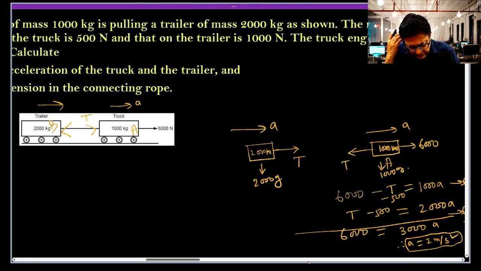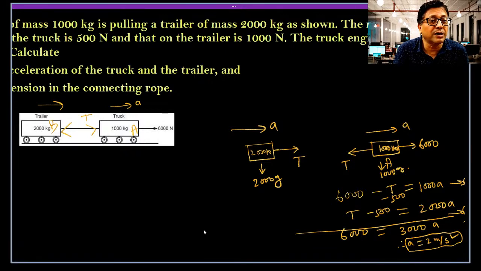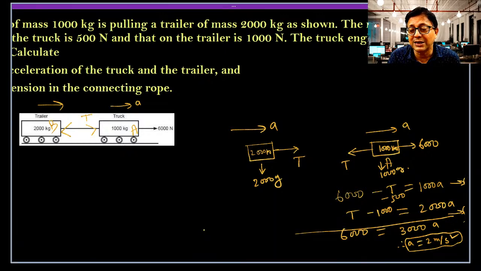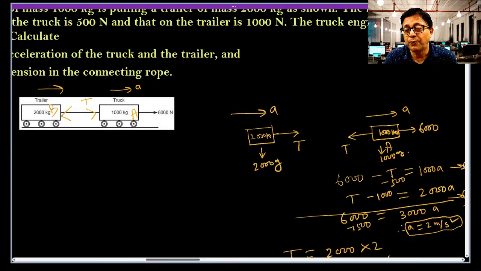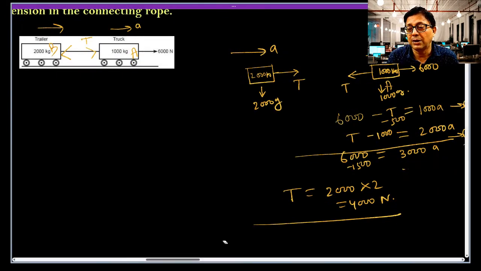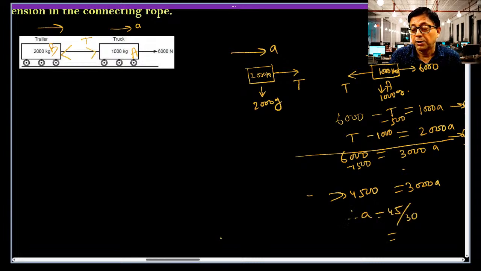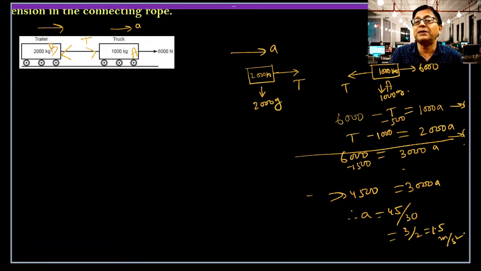Do complete the sum. Oh, that is 500, but this is 1000 given, no? Trailer. On the trailer it is 1000. So this will be 6000 minus 1500. No. Why 13 by 6? So correct the sum, it will be 4500 equals 3000 A. This is 15 by 10, 3 by 2. 1.5 meter per second square.